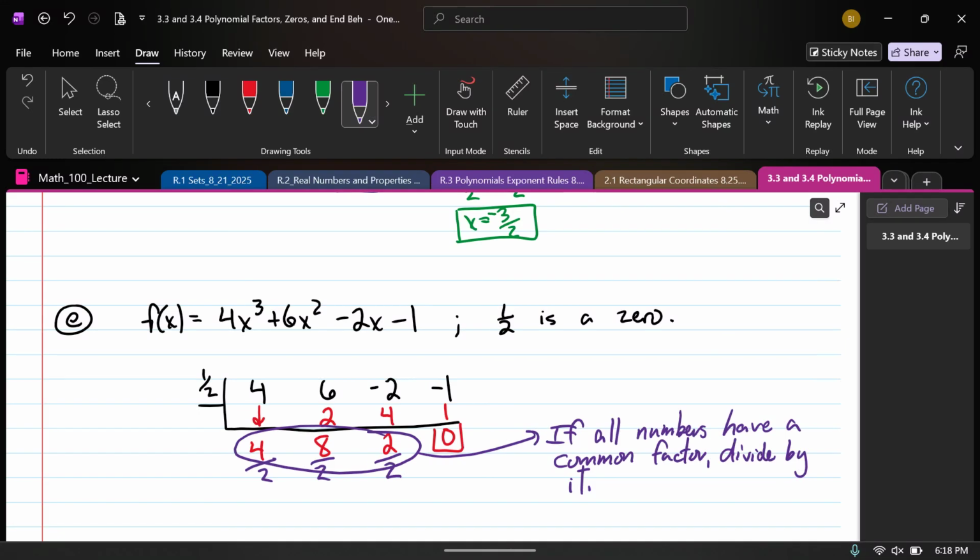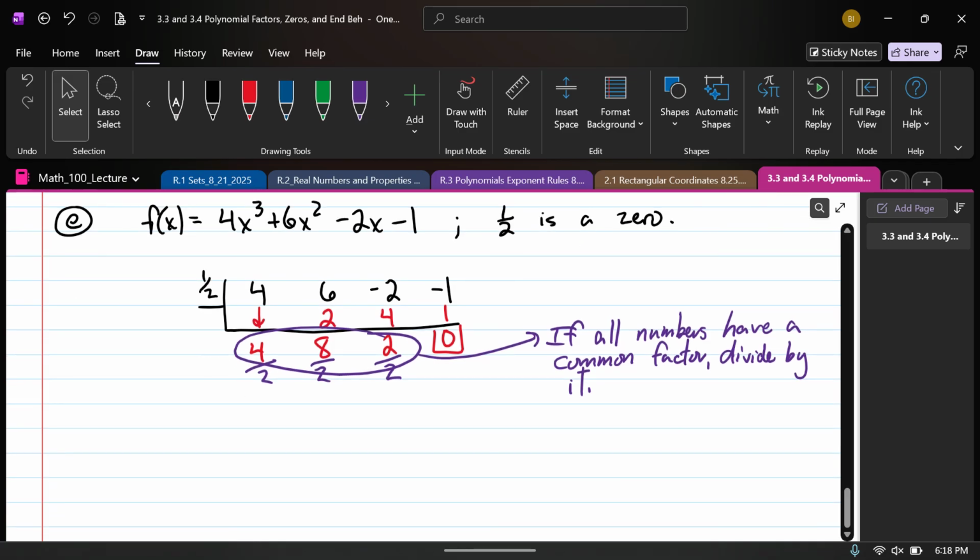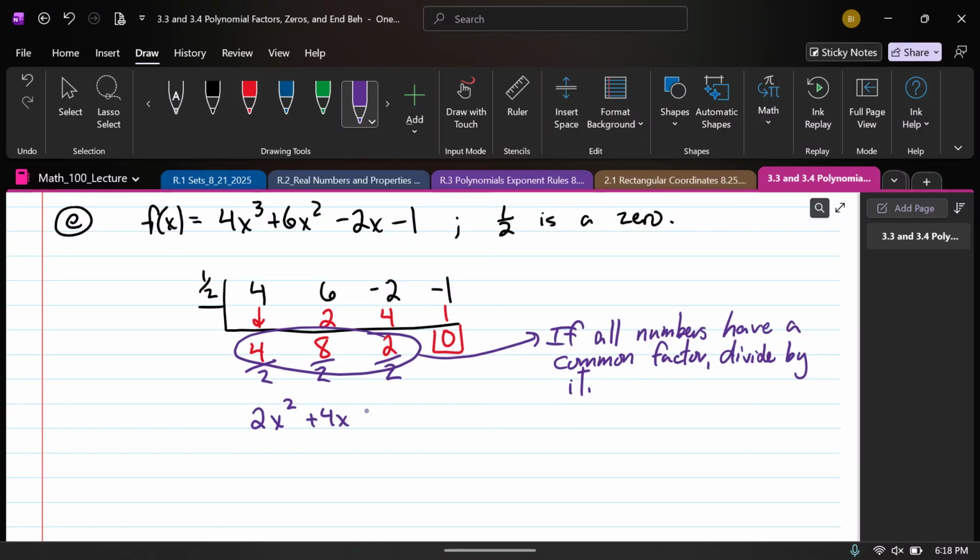That 2 has nothing to do with anything else. It's just looking at these numbers. When you do synthetic division, especially with a fraction, that's when this happens. It's when it comes up sometimes. Okay? So if all those numbers are divisible by something, divide by it. Okay? Now, here's what happens. That gives us a quotient of 2x squared plus 4x plus 1.